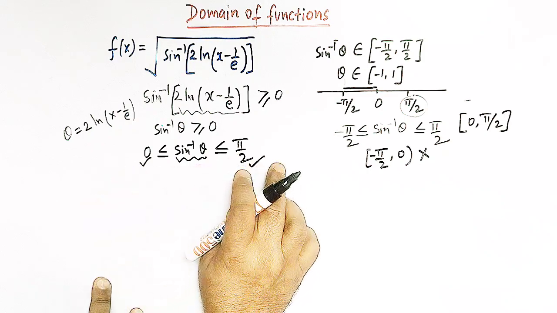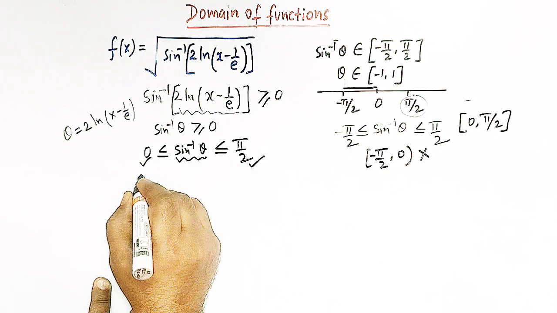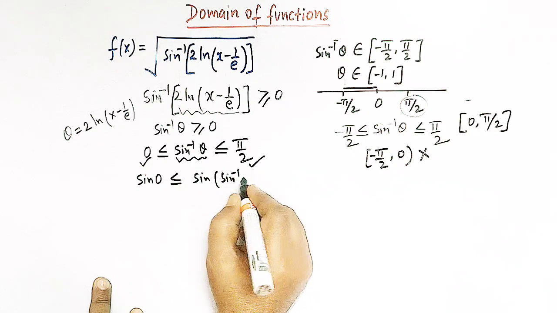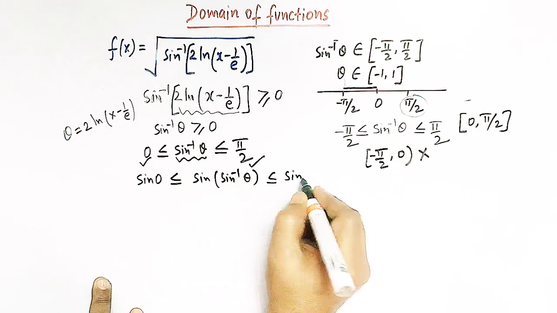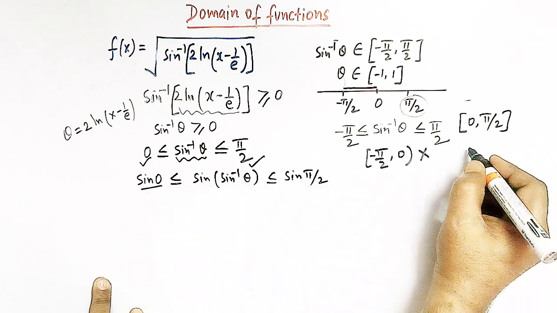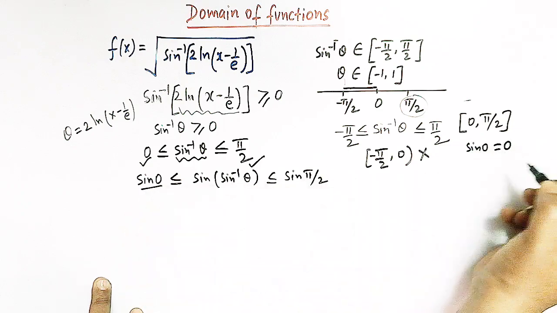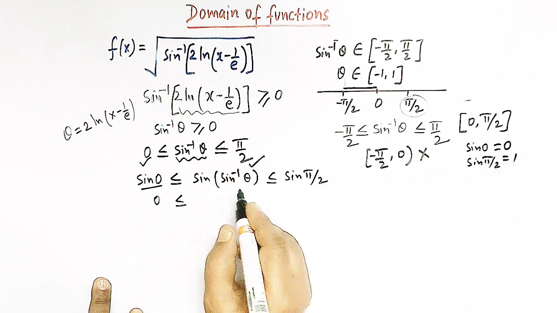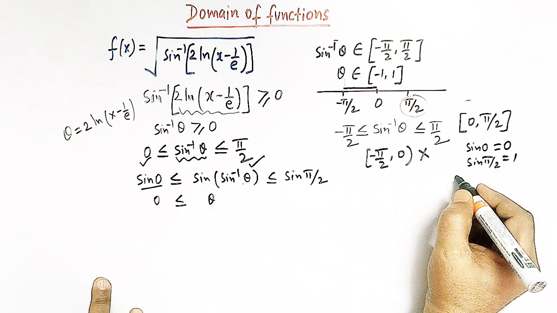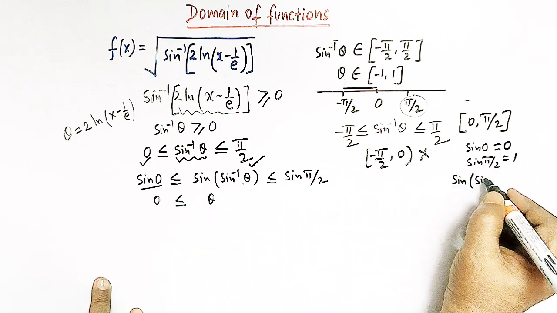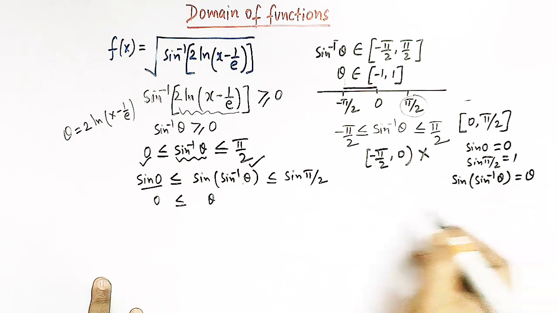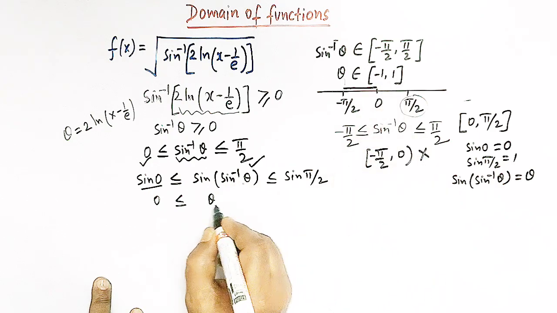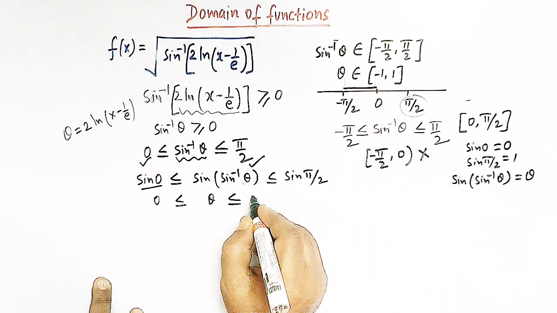So let us take the sine of all these three terms. So we have sine of 0, and then we have sine of sine inverse theta, and here we have sine pi by 2. Now the value of sine 0 is 0, and sine pi by 2 is equal to 1. So here we have 0, and here we have simply theta, because we know that sine of sine inverse theta is equal to theta when theta belongs to the interval minus 1 to 1. So here we have simply theta, and sine pi by 2 is 1.